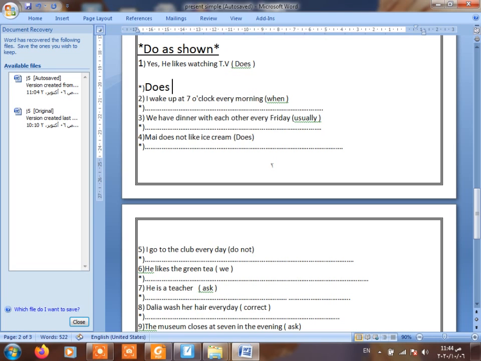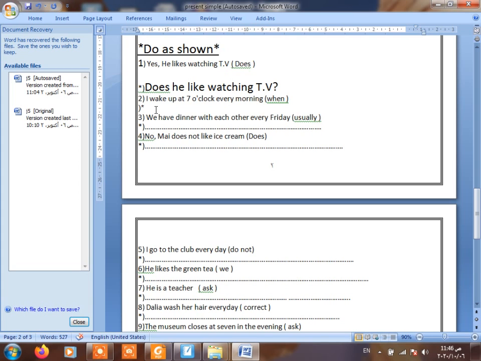Does what? The subject. Does he? Very good. Does he likes or like? Like. We use the infinitive form in the question. So does he like? And complete the sentence: does he like watching TV? And a question mark.